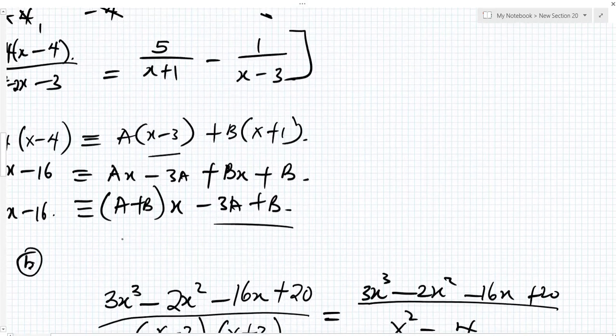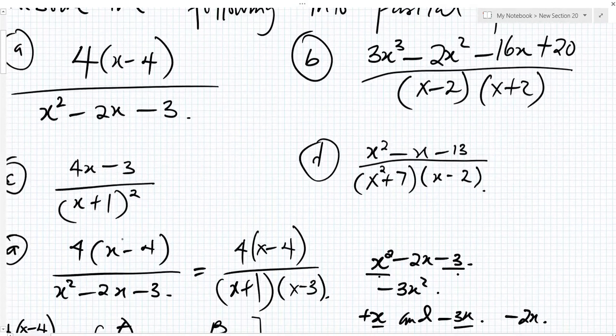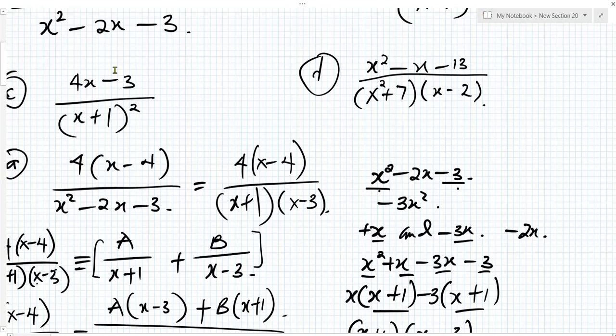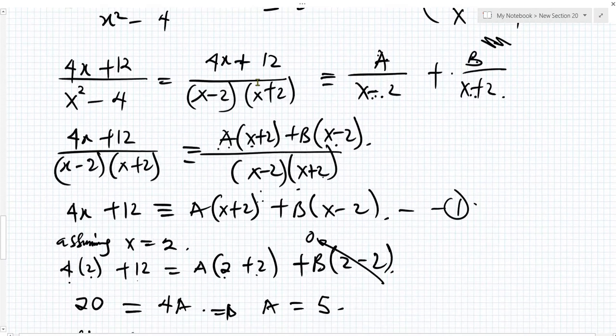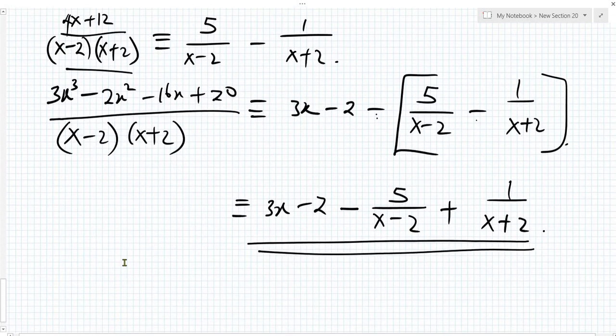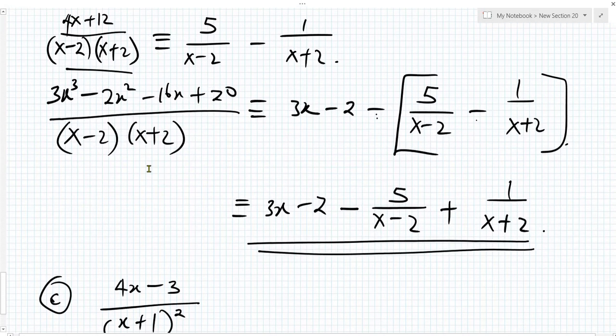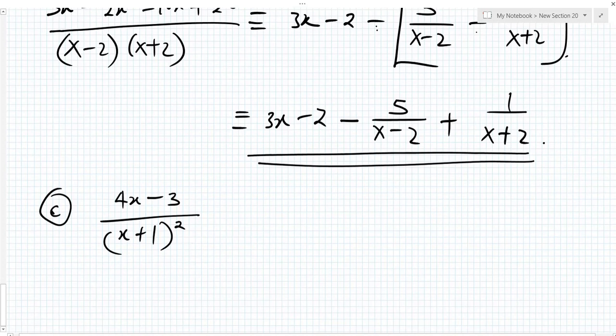We're done with B. Let's go over to C. So C, let me just copy the C. We select it, copy, we go down, you will paste it. So with this expression, this is a repeated linear factor. So for a repeated linear factor, this is repeated 2 times.